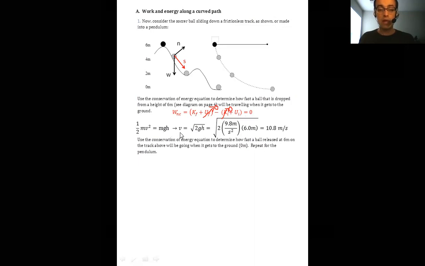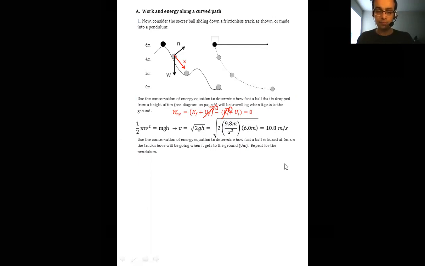We solve for velocity, and we find that velocity is equal to the square root of 2 times g times h. We go ahead and plug in the numbers that we have. We're no longer doing this on the planet of easy math, so g in this case is 9.8 meters per second squared. The height is 6 meters, and we find that it is 10.8 meters per second.